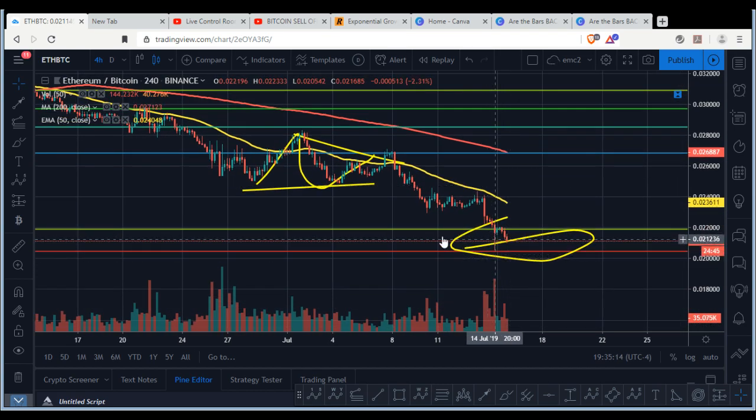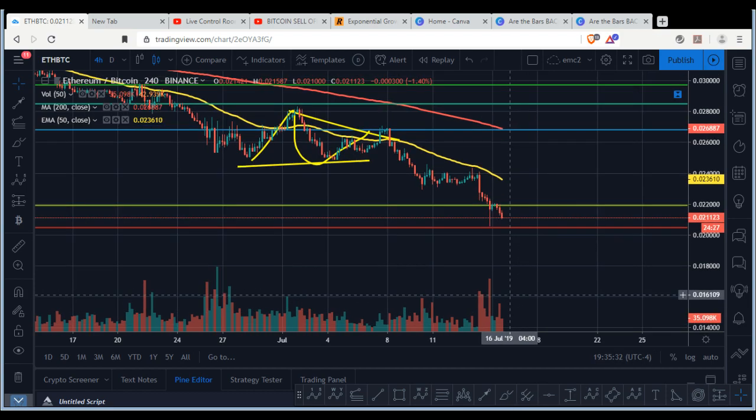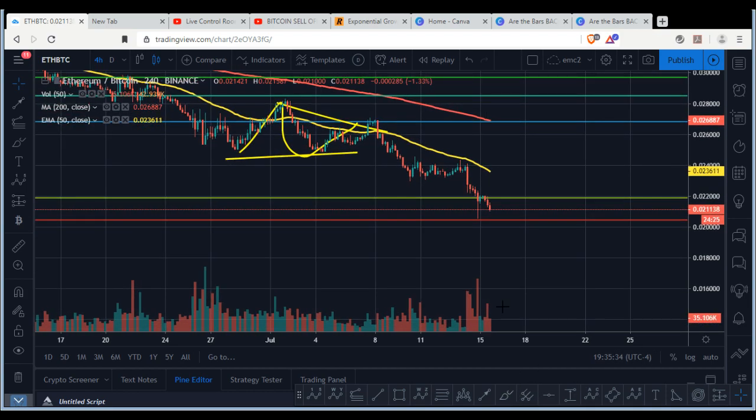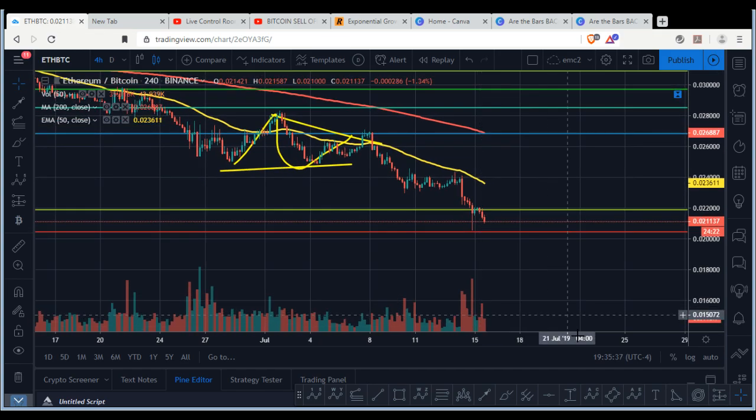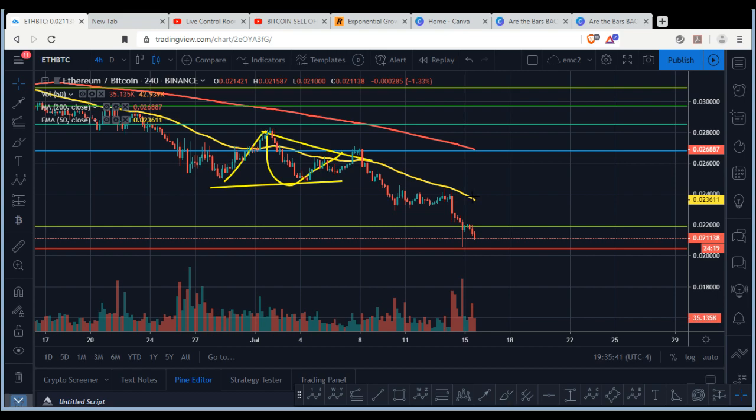We got a big rejection last night with the sell-off. Now Ether is coming back down to retest it. It is trying to come back to this area and retest the lower 0.02. But the volume is not a lot. So I'm anticipating a reversal from Ether right now.